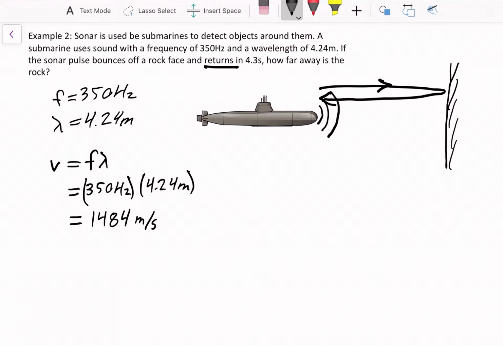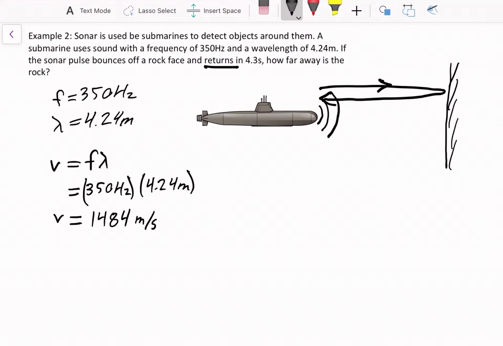And anytime you're dealing with speeds of sound like this, you'll find this with air as well, you might get given different values that are off by a little bit, because the speed of sound is affected by things like the density of the water or the temperature. So you will end up with slightly different values depending on the question. In this case, our velocity is 1,484 meters per second.